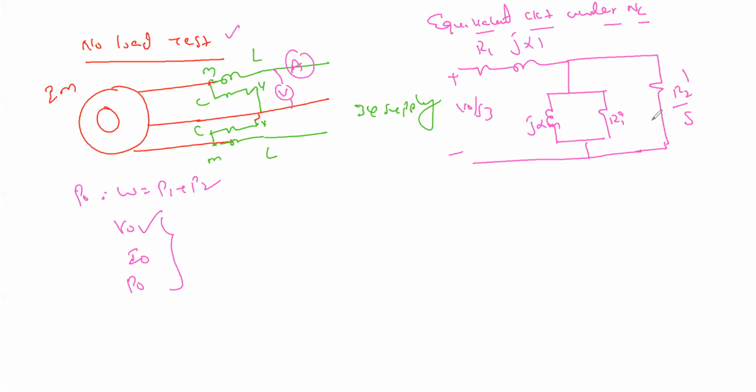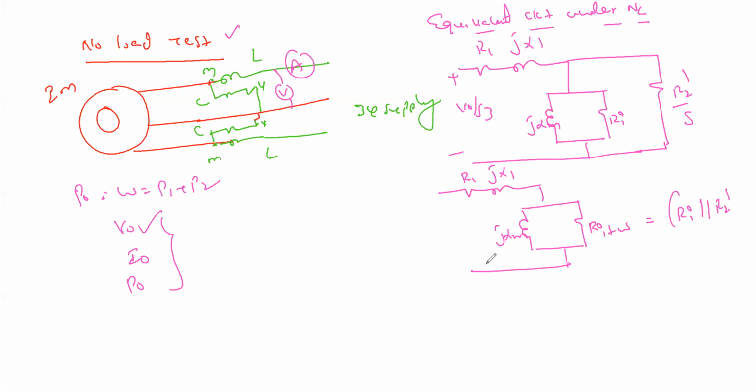What I do here now, make these two parallel. So I'll have something like R1 jX1 here, and this is jXM, and this one I called RIFW, which is RI in parallel with R2 dash by S. Now the voltage is V0 by root 3 and the current is I0, we got the current. So what is our aim? Our aim is to find the equivalent circuit of the induction motor by doing a no load test and blocked rotor test. There is one more test.